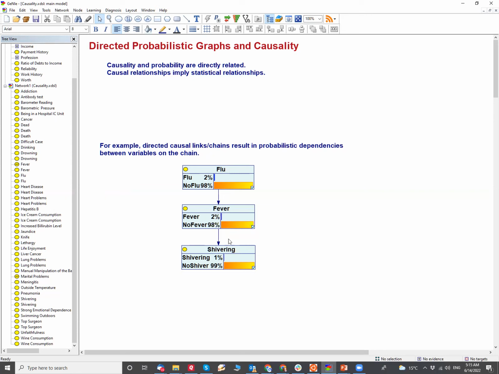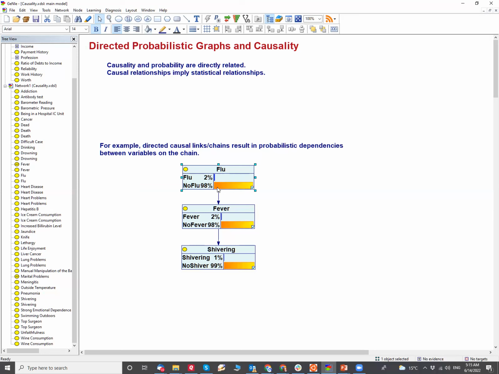When I say causes, remember, I mean imperfect causation. Causation is rarely perfect. Flu can cause fever, but doesn't have to. Fever can be caused by other things also. So if I observe flu, I'm double-clicking on this to observe it, you see that the probability of fever changes. Yes, it impacts it. Knowledge of fever. When I have no flu, that probability also changes.